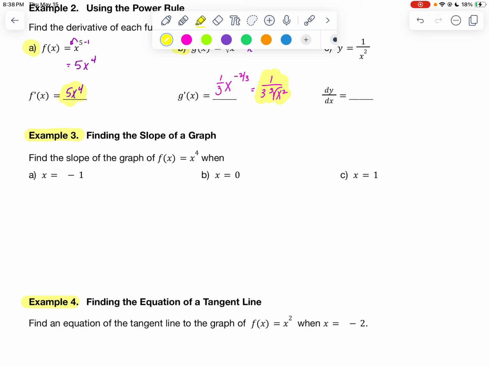So find the slope of the graph of f of x is equal to x to the 4th power. We don't need to graph this. Let's just take the function and find f prime of x now using what we know. Again, I'm going to put the 4 over, subtract 1, so it becomes 4x cubed. Right? This is your slope generator.